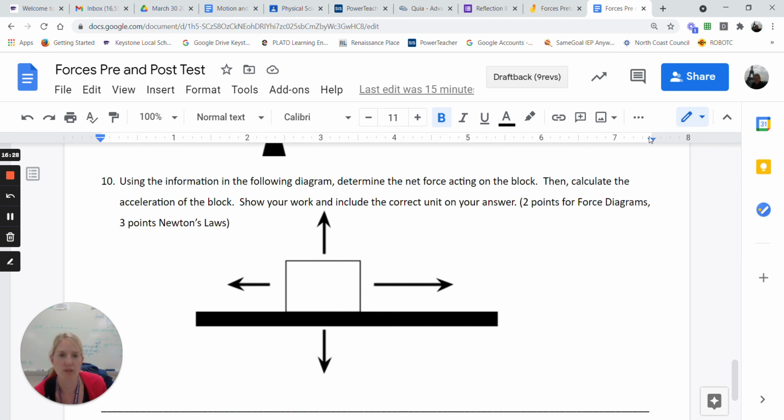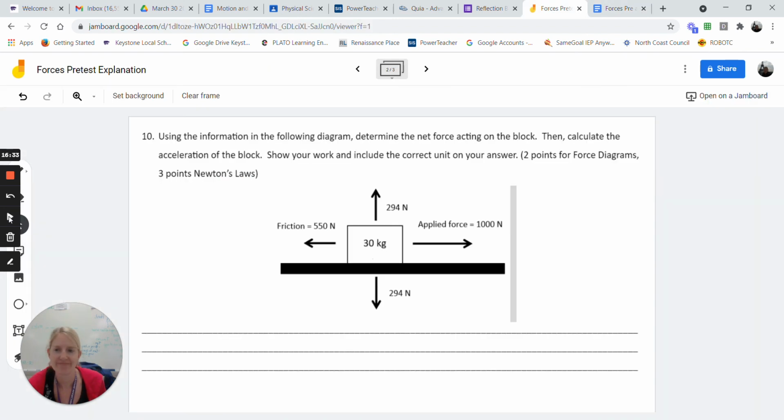Okay, so let me pause this and I'll be back. Hey, I'm back. I fixed it.